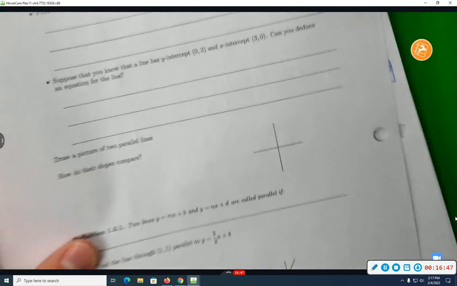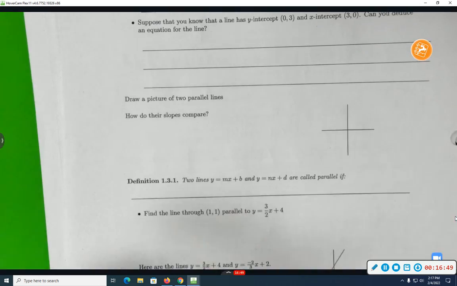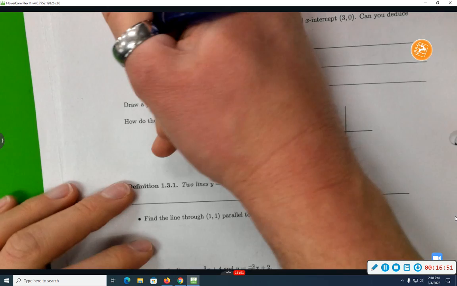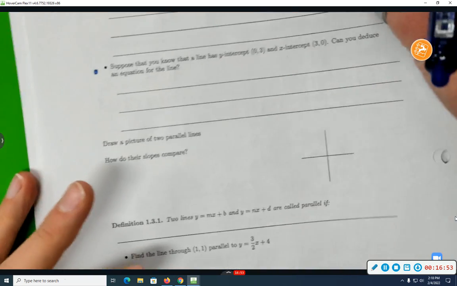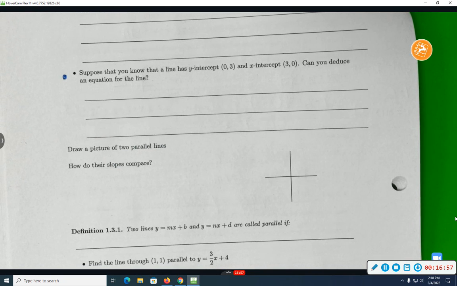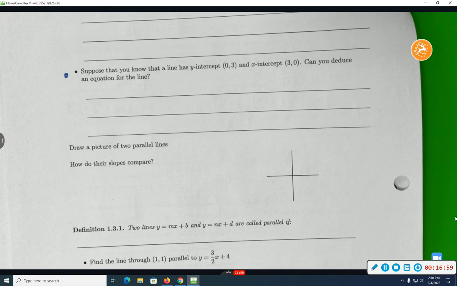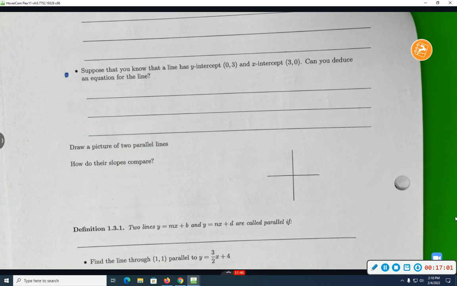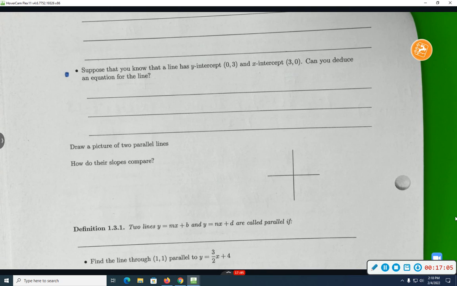All right, so let's combine this again with this idea that if you have two facts about a line, that's enough to tell you what the line is. So let's hit this bullet point. Let's suppose that you have a line. You know its y-intercept is at 0, 3. Its x-intercept is at 3, 0. Those are two facts about a line. That should be enough to determine the line. How would you want to determine this line?